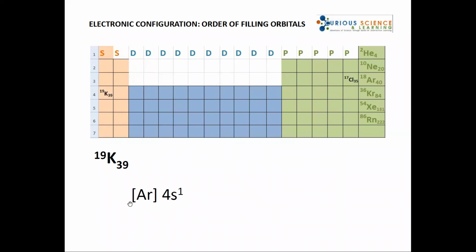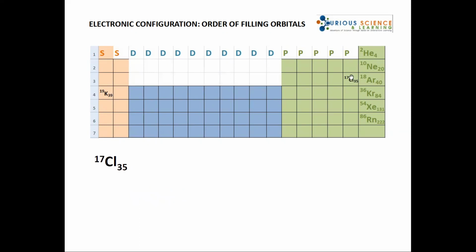Argon is the previous noble gas, and after that comes 4s1. Why 4? Because potassium starts in the fourth period. If you start in the fifth period, it will be 5s, and if you start in the sixth period, it will be 6s. But potassium starts with 4, so this is 4s. So argon 4s1. Similarly, 17 chlorine is here.